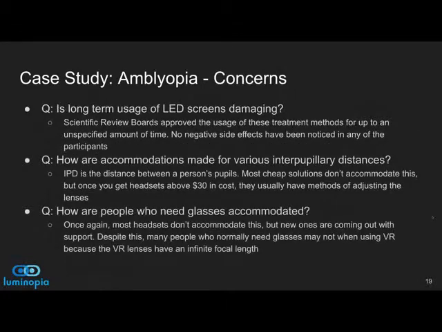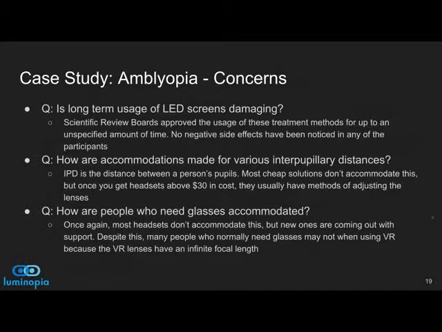So some important concerns have been raised around using virtual reality for eye treatment and other types of treatment. These are the 3 big ones we have found doing our consumer research. The first one is: is long-term usage of LED, LCD, and similar screens up close to someone's face damaging? And so the clinical trials that I mentioned before, like all clinical trials, have to go through a scientific review board. And so these trials were approved.